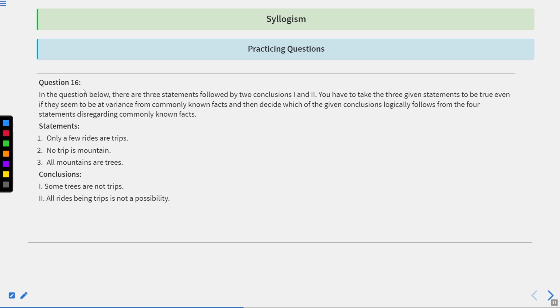The statement says only a few rides are trips. Then no trips is mountain. All mountains are trees. You have to draw circles representing rides, trips, mountains, trees. 4 circles you have to draw, and your time starts now. Kindly start drawing your Venn diagram, and I will be giving you 15 seconds. Your time starts now.